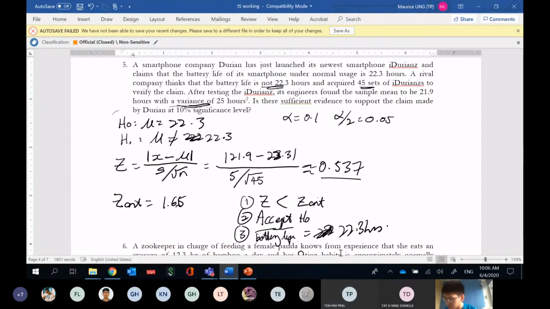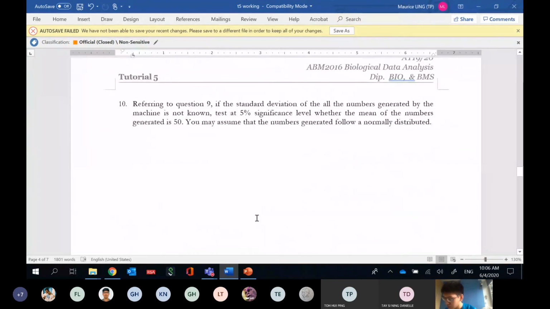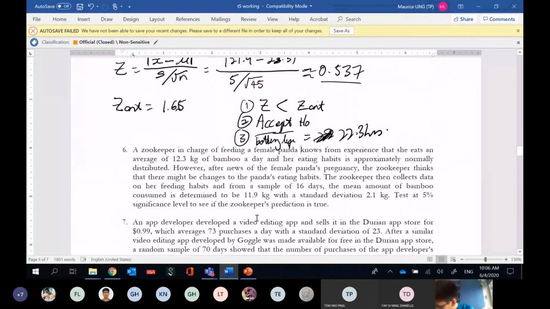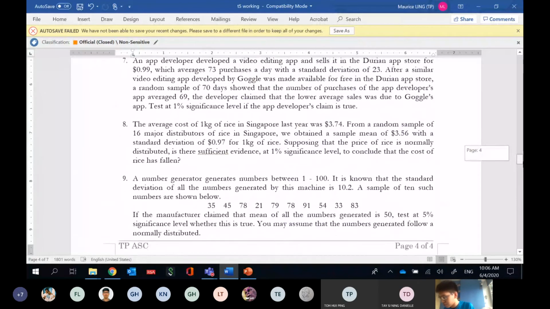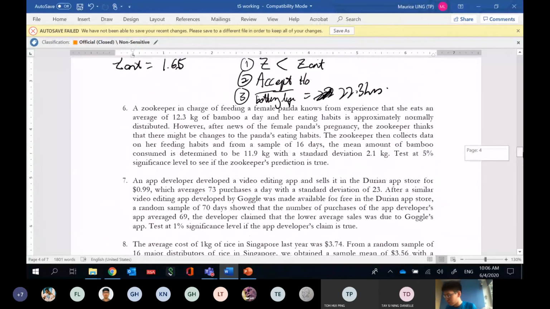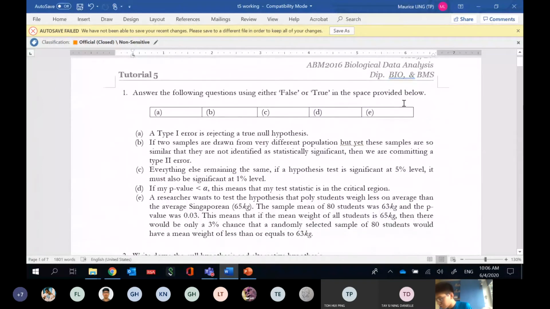Okay, so we have a few more. We may not be able to finish everything, but let's do question 1 first, because for the rest I can just give you the answer. The method is the same. So let's do question 1 first, the true false questions.